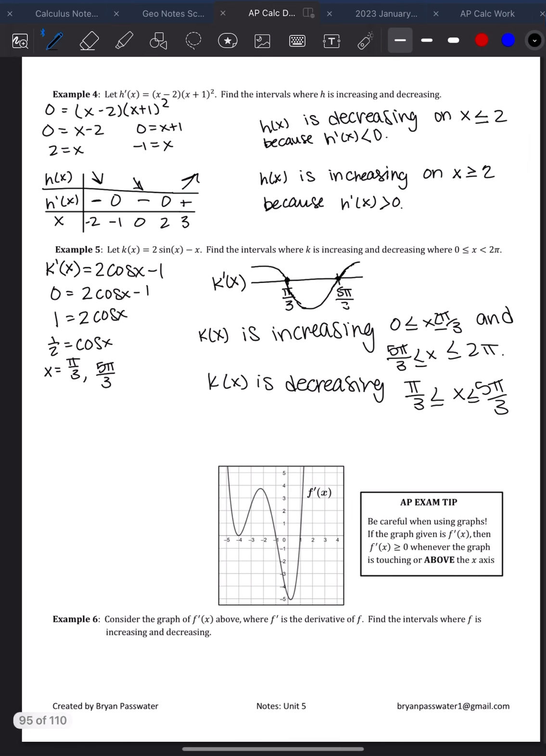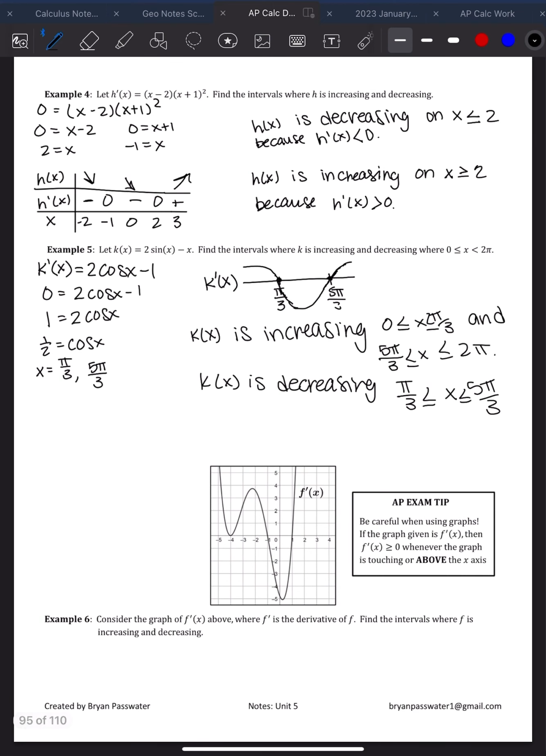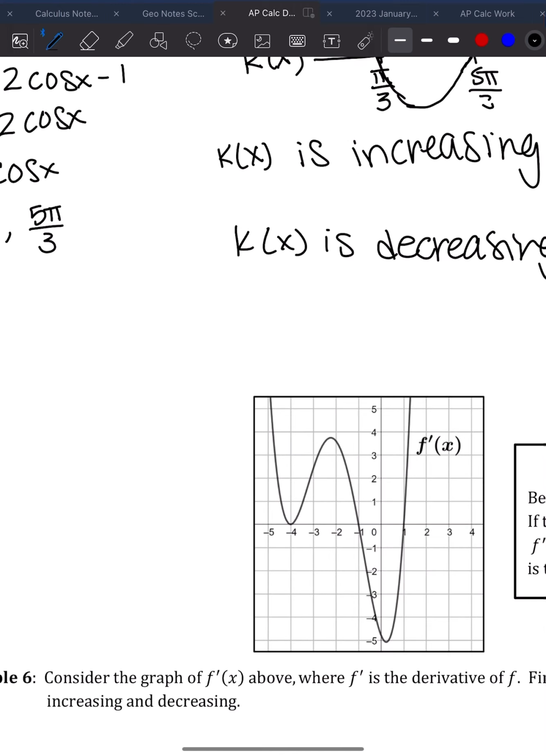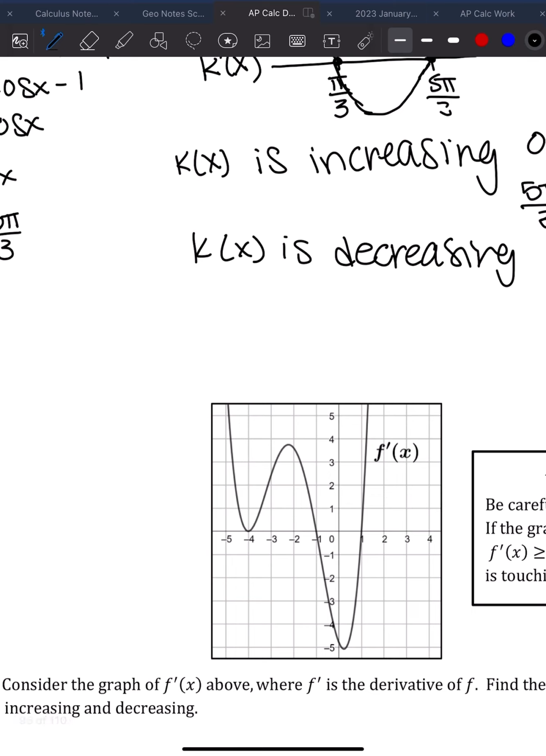This last problem here is going to be, consider the graph of f prime of x, where f prime is the derivative of f. Find the intervals where f is increasing or decreasing. So when we're looking at the graph of a derivative, we need to remind ourselves that our derivative tells us when we are increasing or decreasing based off of the sign. So we're looking at y values. If our y values are above the x-axis, then our function is increasing. If we are below the x-axis, then we are decreasing.